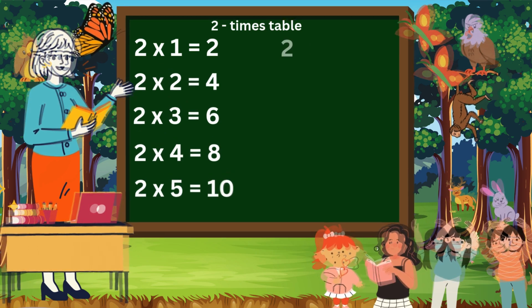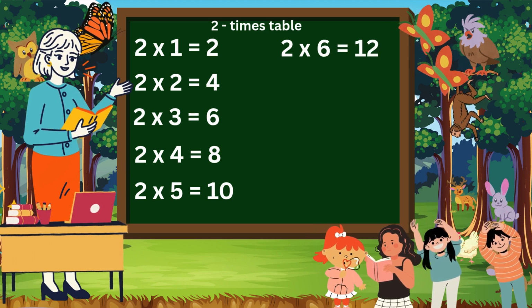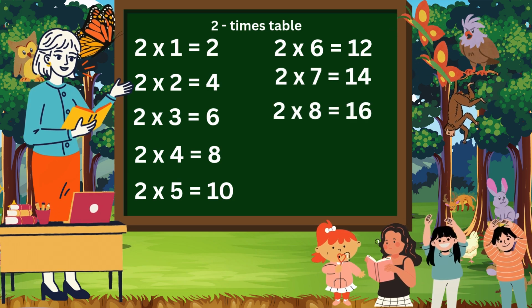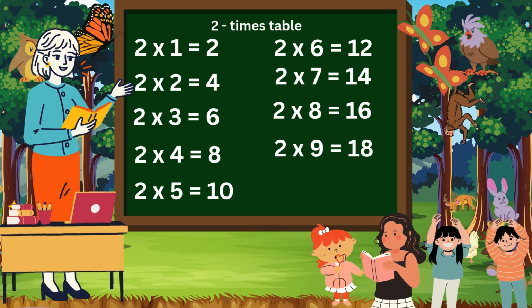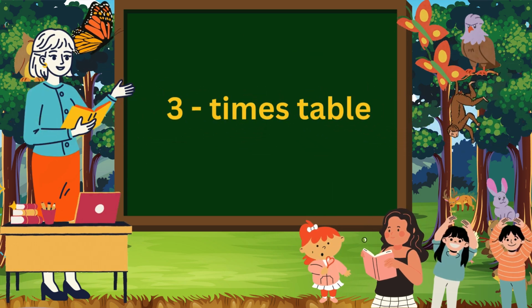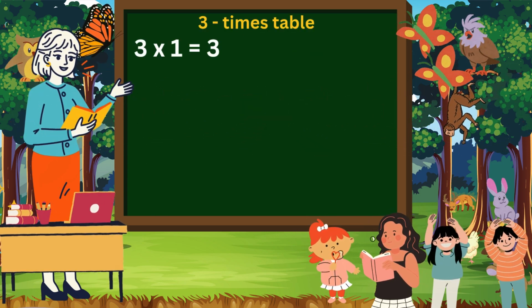Clap, clap. 2 sixes are 12. Boom, boom. 2 sevens are 14. Clap, clap. 2 eights are 16. Boom, boom. 2 nines are 18. Clap, clap. 2 tens are 20. Yeah. 3 times table. 3 ones are 3.